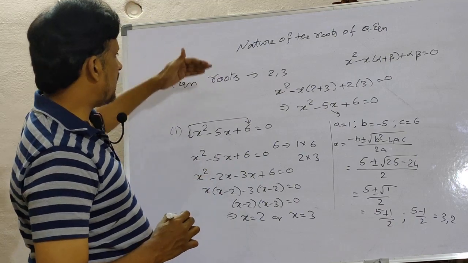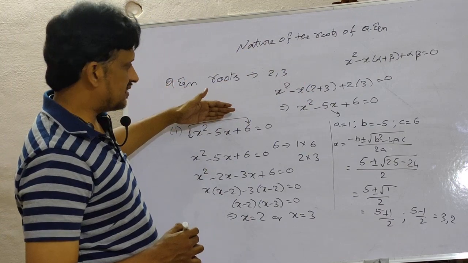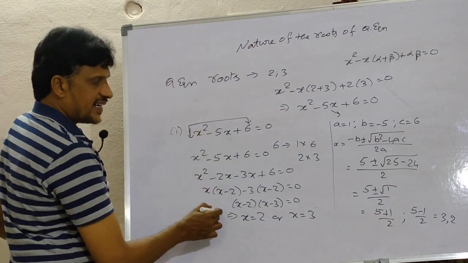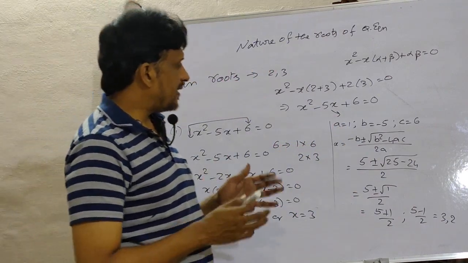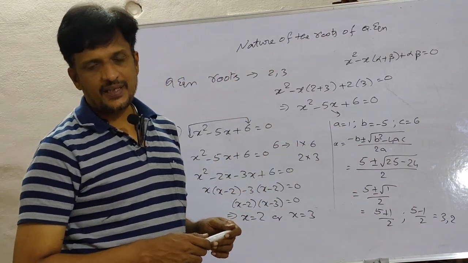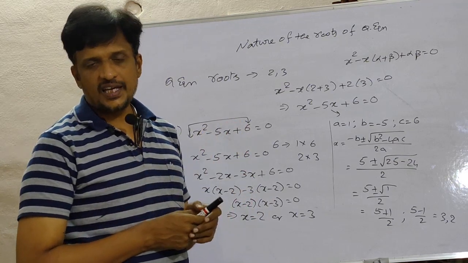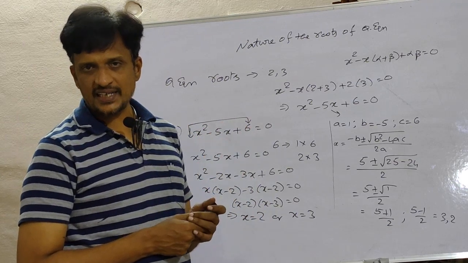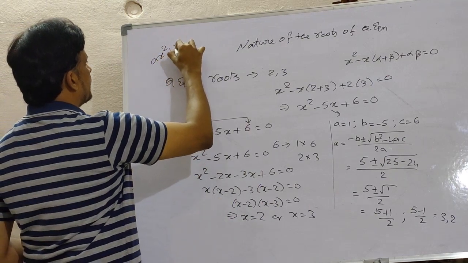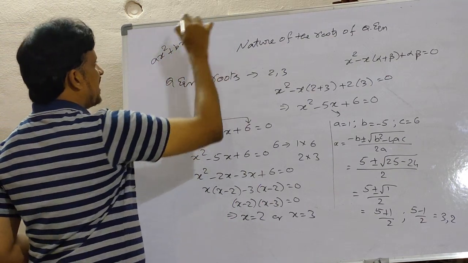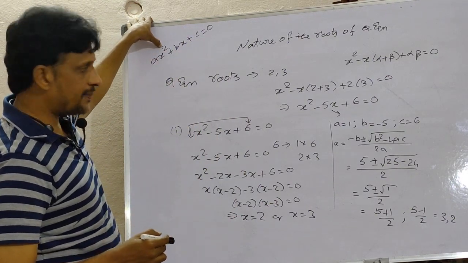Like this, when the roots are given, you can frame the quadratic equation. When the quadratic equations are given, we can solve either by factorization or by using the formula. So this is about the basic concept of a quadratic equation. An expression means simply the LHS part. If it is equal to 0, that is called a quadratic equation, of the form ax square plus bx plus c equal to 0. Every quadratic equation has two roots, because it is a polynomial of degree 2.